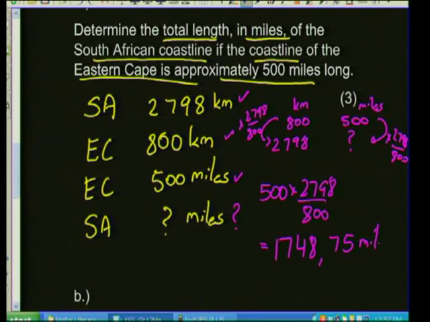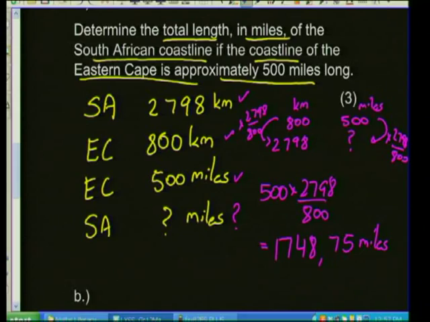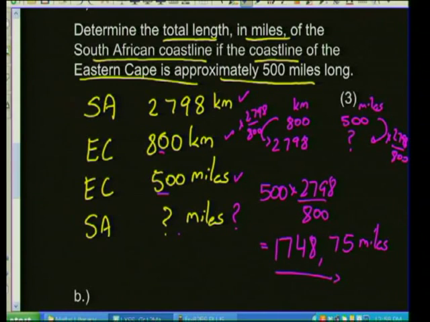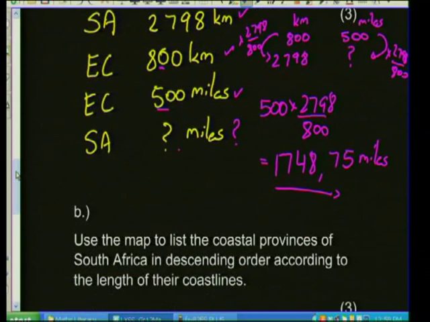And that's miles. Now the question is, how do we know we're correct? We're looking for a number that is smaller than South Africa. Why? Because if you look here, our miles are less than kilometers. So if I ended up with an answer that was bigger than South Africa's coastline in kilometers, I know that I'm making a mistake. So I'm looking for something smaller. Is it smaller? Yes.